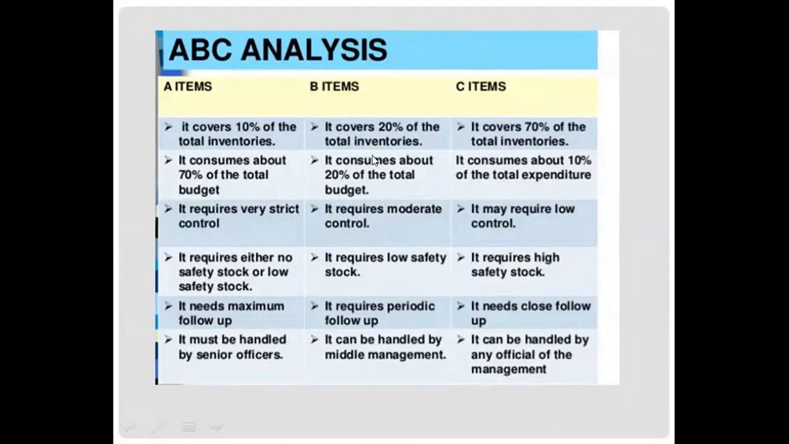B category items cover 20% of total inventory and consume about 20% of the total budget. They require moderate control, include low safety stock, and require periodic follow-up. They can be handled by middle management. C items cover 70% of total inventories and consume about 10% of total expenditure, require low control, and can be handled by any official of management.